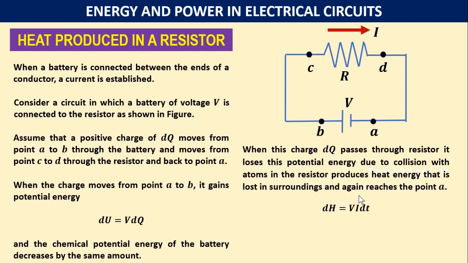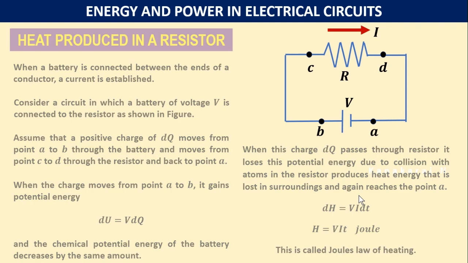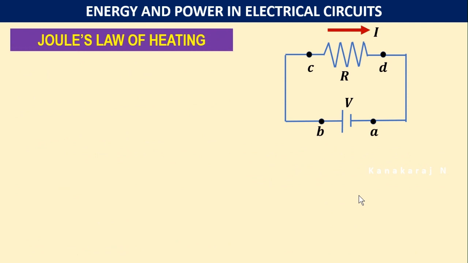So the heat energy dH equals VI dt. We replace dq by I dt. So H equals VIt joule. This is called Joule's law of heating. Joule's law of heating: H is equal to VIt.